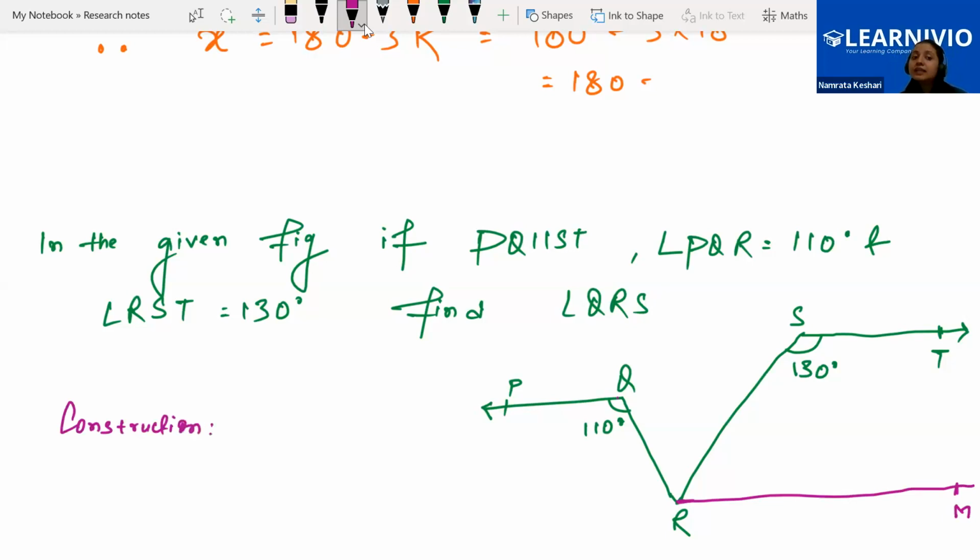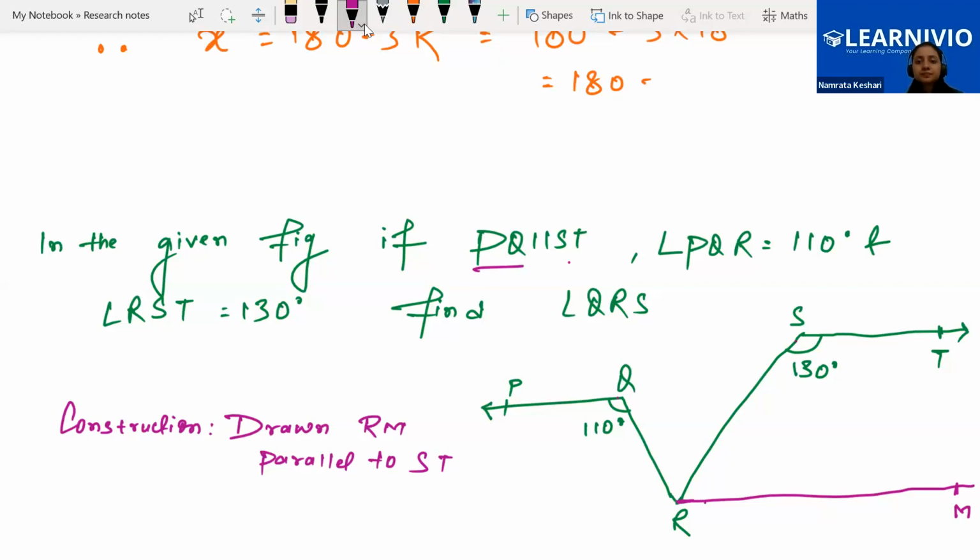We will write it clearly that drawing RM parallel to ST. Okay, will it help? Let's check. Now, can we say that RM is parallel to ST and PQ is parallel to ST? So basically all three will be parallel with each other. Yes or no?